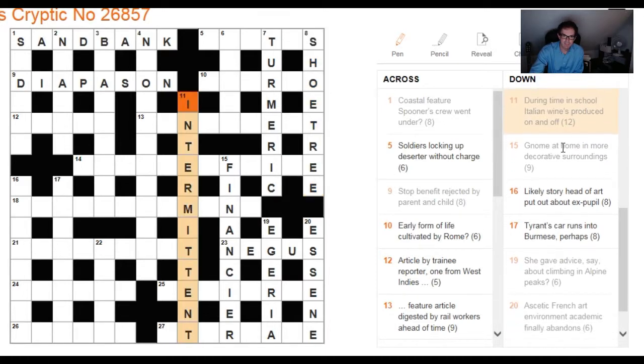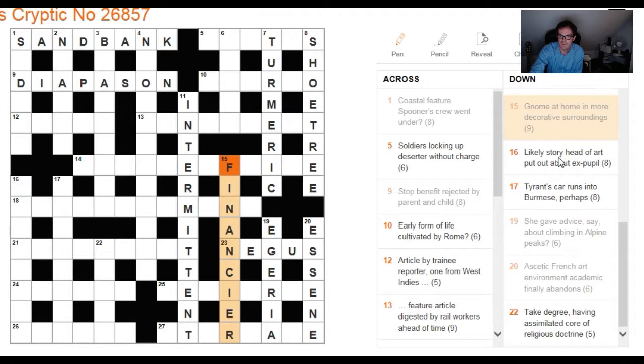Now, 11 down, intermittent. During time in school, so that's in term at the start, Italian wines produced. Well, Italian is just being abbreviated to IT there, and then wine for tent is another bit of crossword-ese. It's the only time I think I've ever seen wine being used as a synonym for tent. I think it's a Spanish wine, but you do see it from time to time in crosswords, so just something to be aware of.